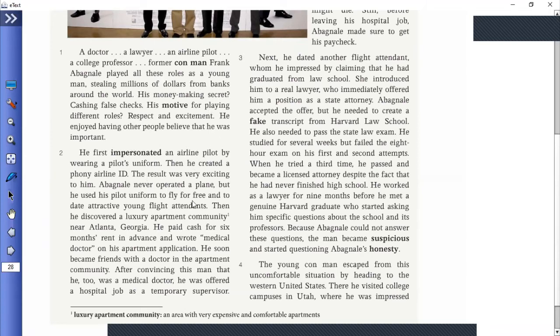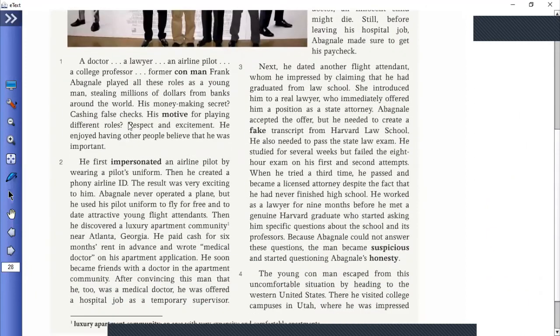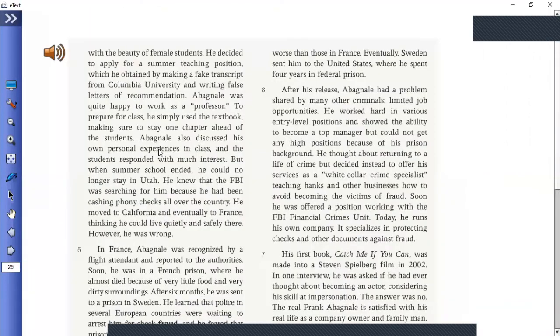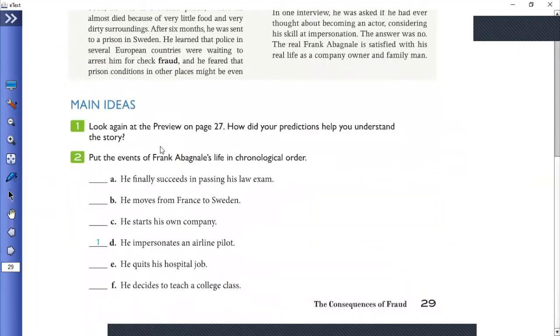But definitely what was described here is what Frank Abagnale did in his life, the different types of roles he played: a doctor, a lawyer, an airline pilot, a college professor, whereas he was lying and deceiving everybody because he was none of them. And so this describes what he did and what happened. Then he got caught. Now we're going to look at the main ideas straight away. So basically, we could say that this is describing an experience, or a past event in life. We could call it that way.